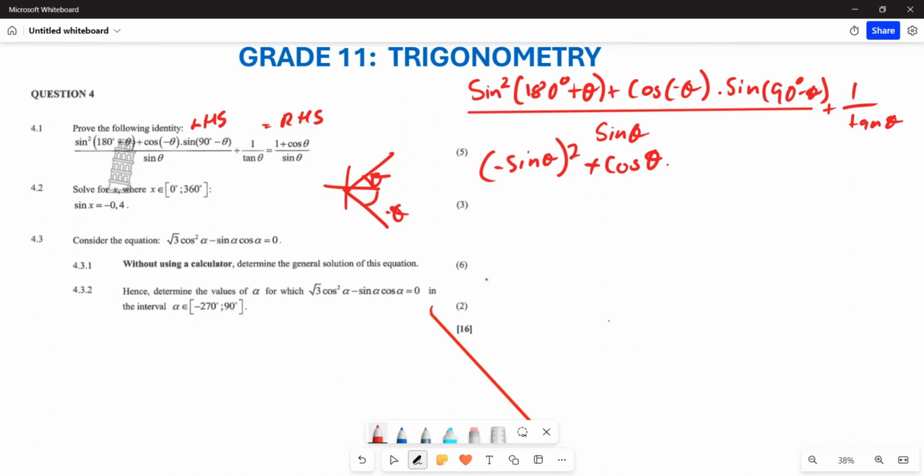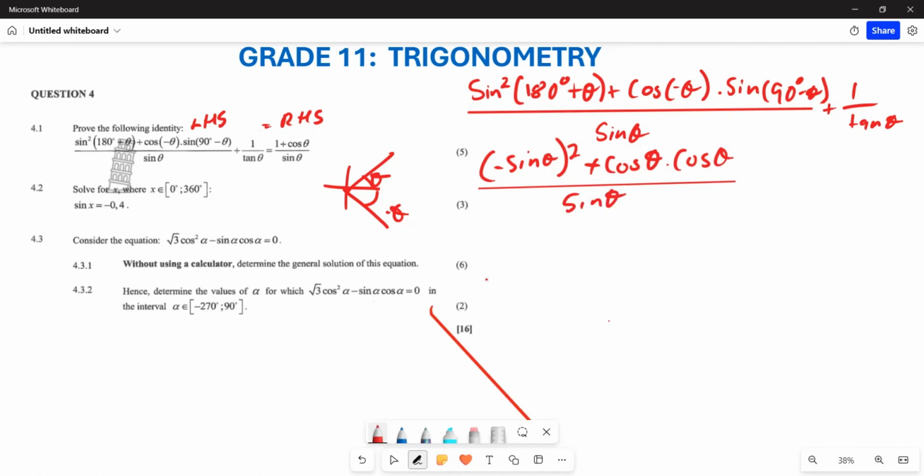Then sine of 90 degrees minus theta is found in the second quadrant. So we know that this is going to be cos of theta. And this is divided by sine of theta.